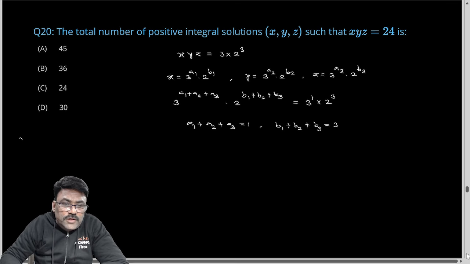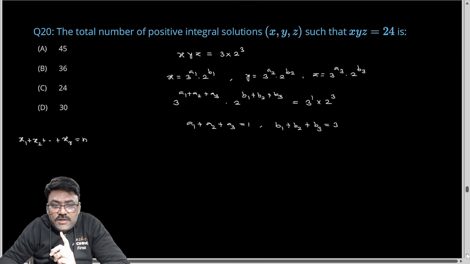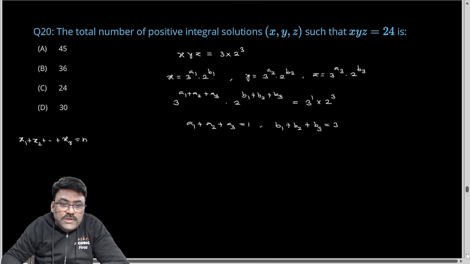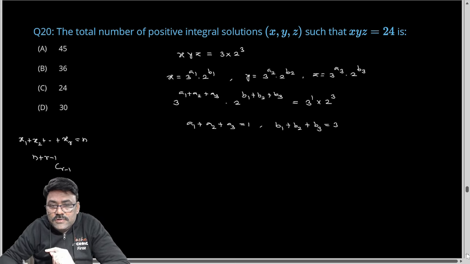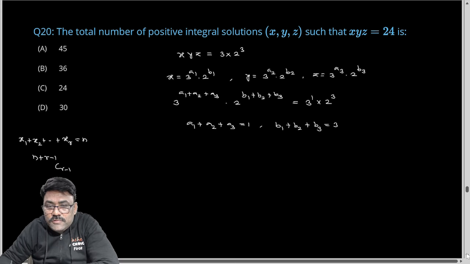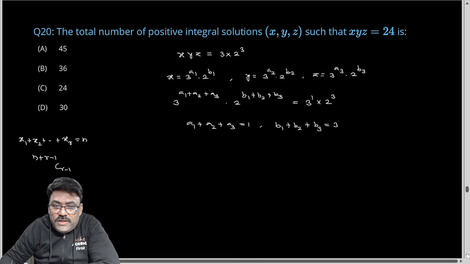Or you can say that if you have this type of equation, x1 plus x2 up to xr is equal to n, where each xi is a whole number, then the number of non-negative integral solutions of this equation is n plus r minus 1, C r minus 1. So for this one, how many solutions will we get? N is 1, r is 3.